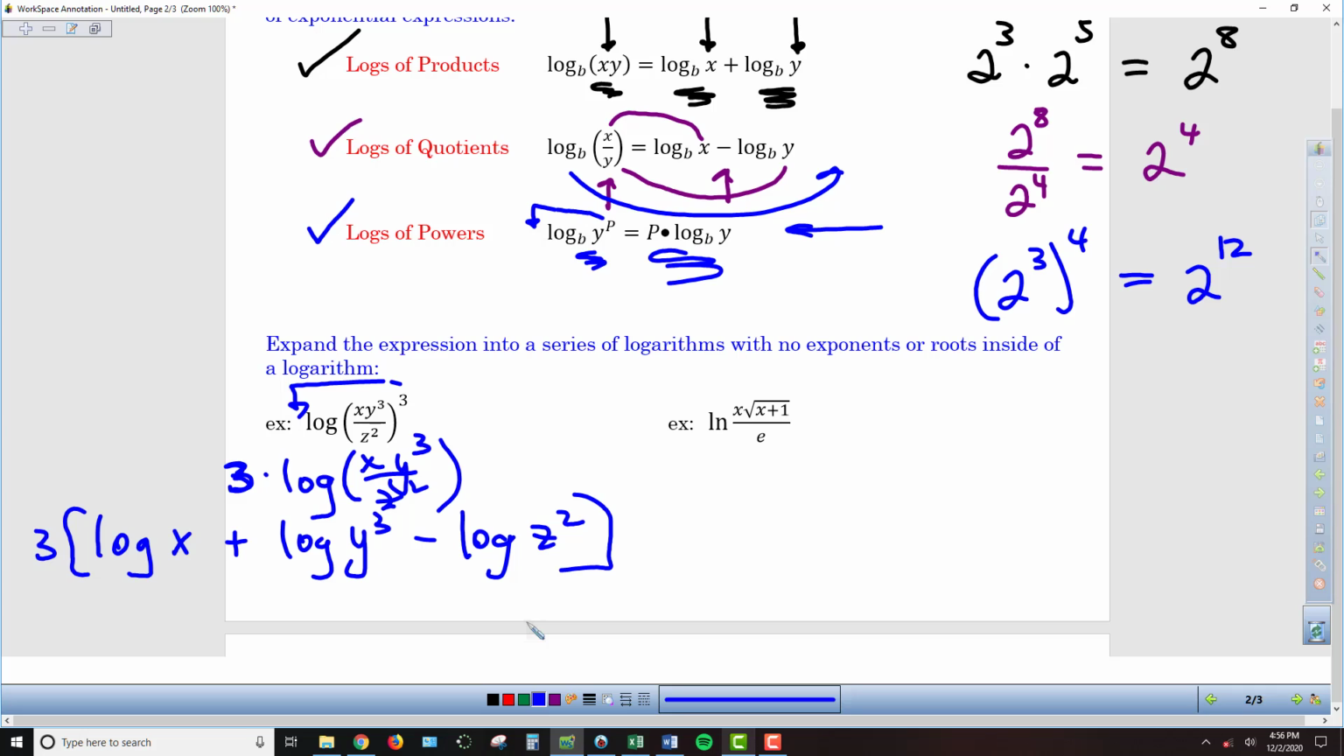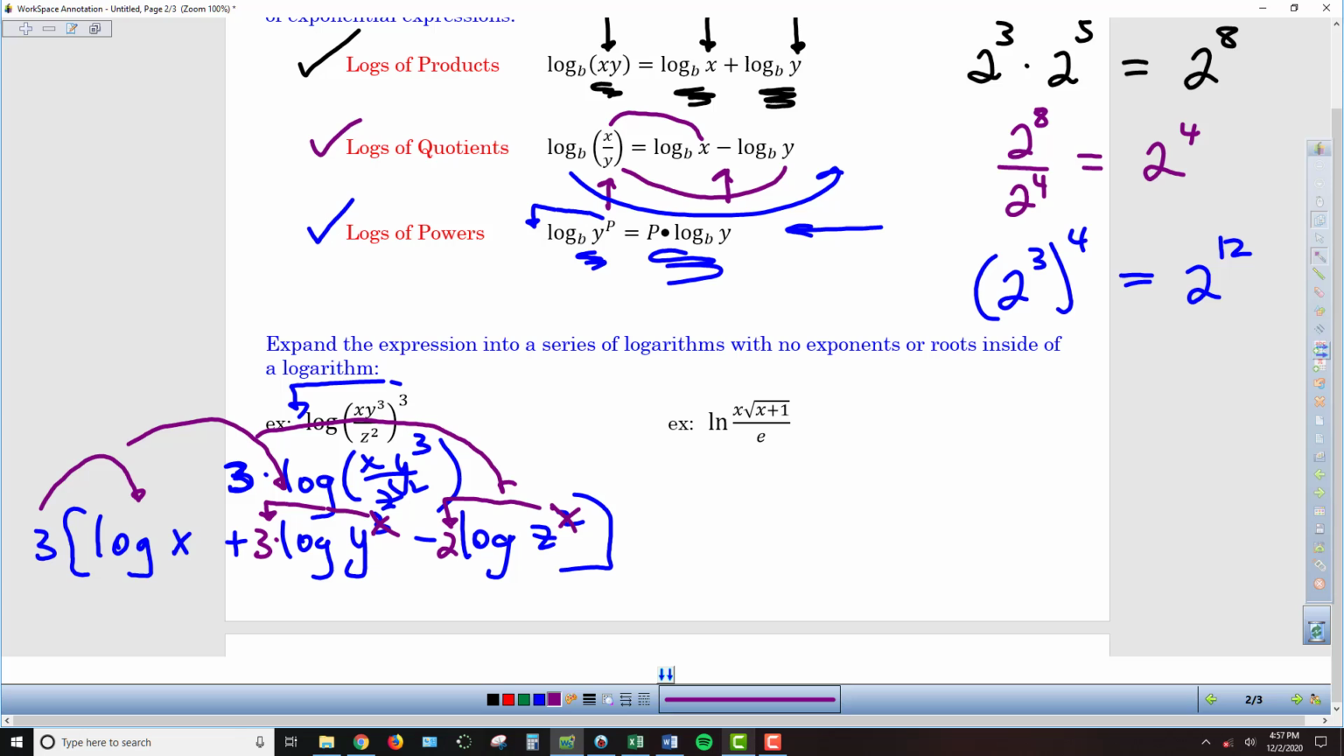I'm going to scroll down a little bit. So we have a couple more log of powers opportunities to apply. So this 3 here, I'm going to move to the front, so I'm going to make that 3 times the log of y. And I'm going to do the same thing here. I'm going to move that 2 to the front using my log of powers, so it's 2 times the log of z. And then the last thing I'm going to do is distribute the 3 that we have here to all 3 parts of my problem.